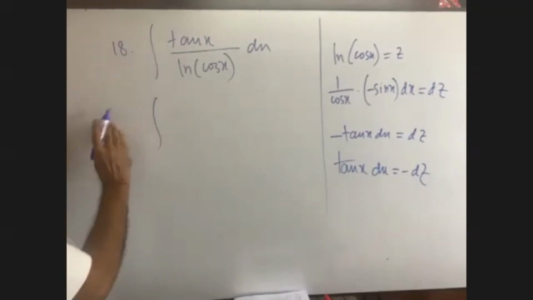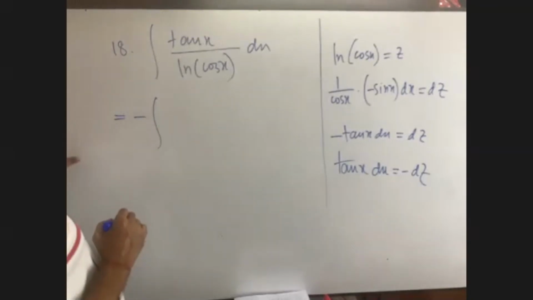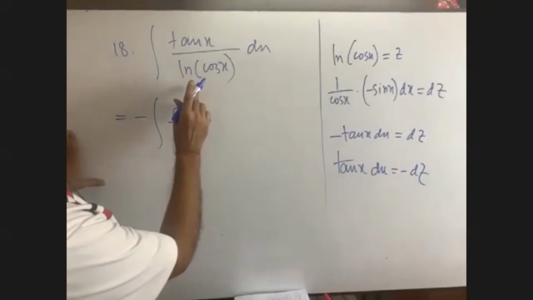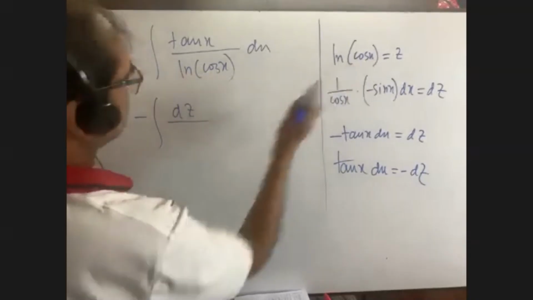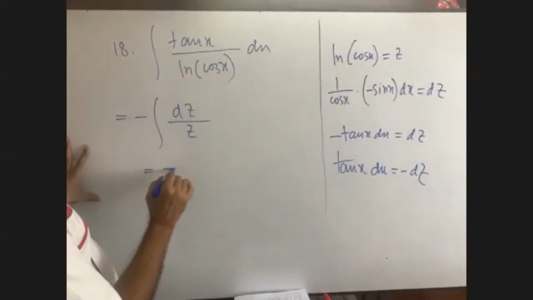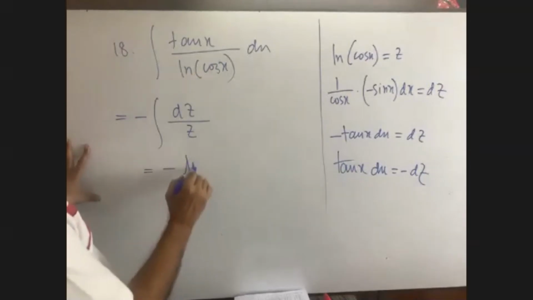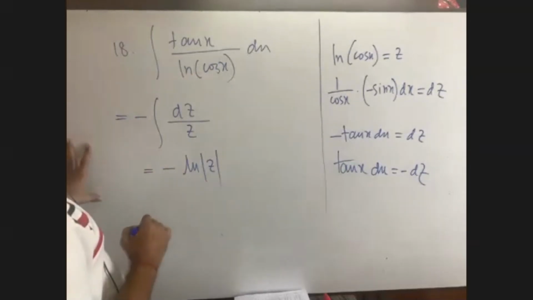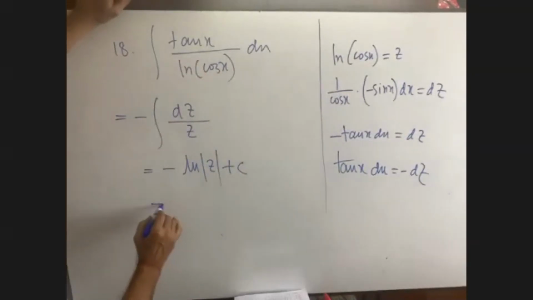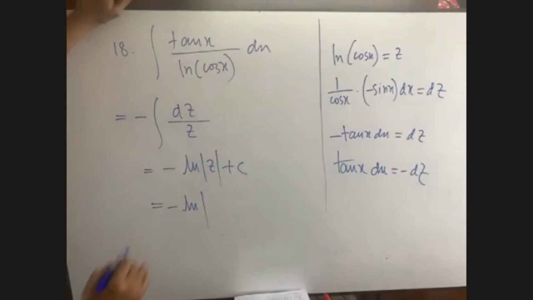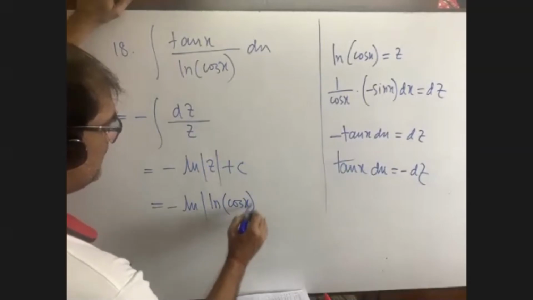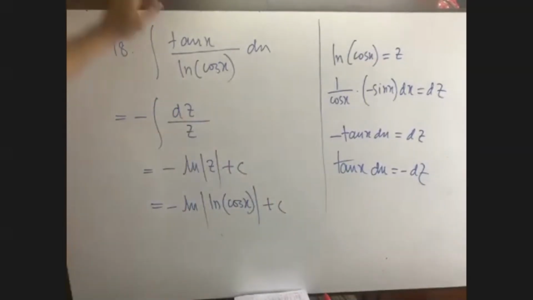It is just minus integration of dz by z, where ln cos x equals z, right? That is minus ln z plus c. What is the value of z? Minus ln of cosine x, ln cosine x plus c. It is the answer. Important math to be given in the exam.